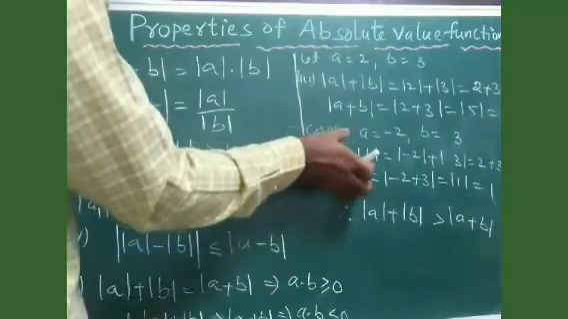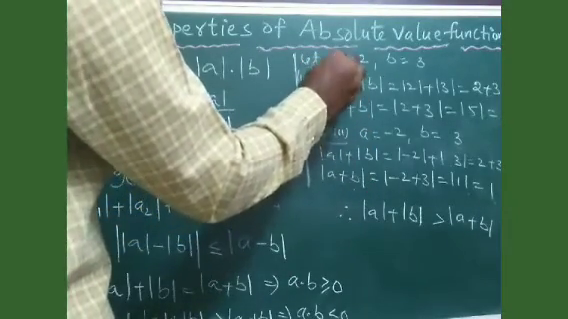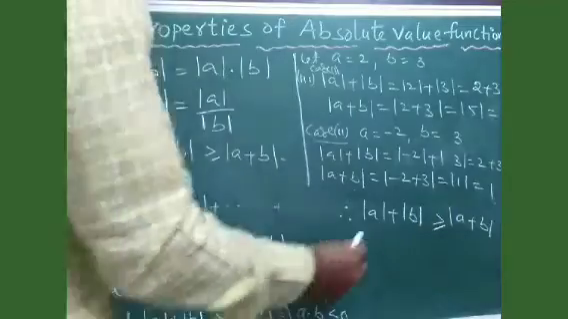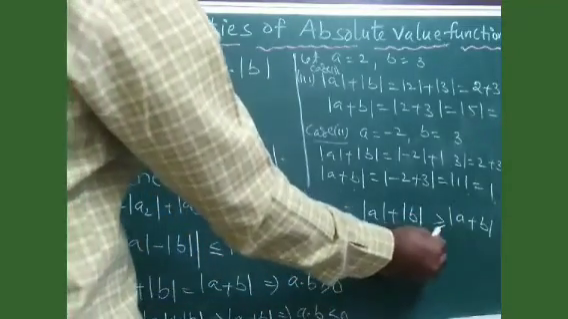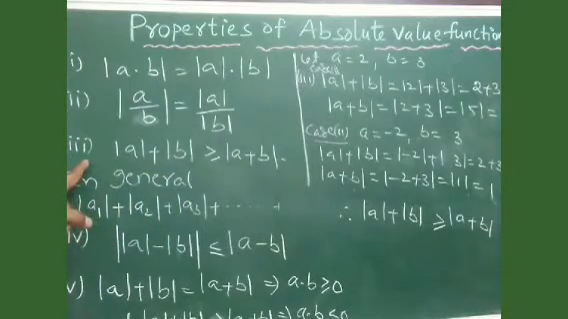But in the earlier problem, this is case 1. In this case, we got both are equal. So finally I can say that mod A plus mod B is greater than or equal to mod of A plus B, which is the proof of the third property.